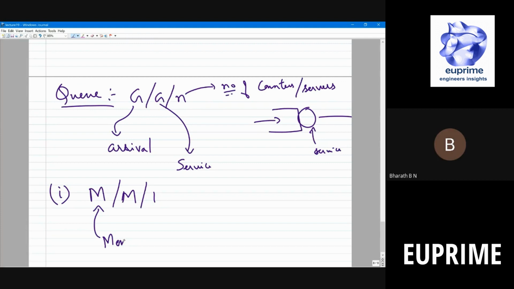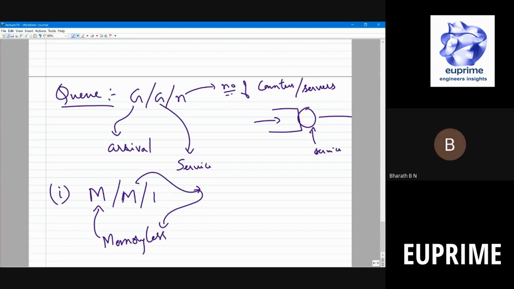Memoryless. Okay, that means the inter-arrival times have the memoryless property. Similarly, the departure is also memoryless. Think of Poisson arrival with rate lambda 1 and Poisson service with the rate lambda 2, and there is only one server.